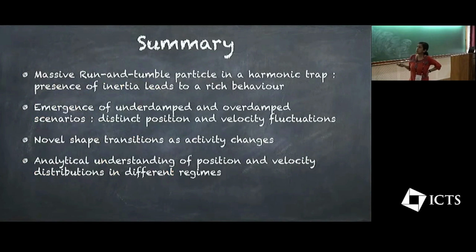So just to conclude, we have looked at this effect of inertia in run-and-tumble particles, and we see that the presence of this finite mass gives rise to the emergence of two different regimes, underdamped and overdamped. In both cases, the presence of mass gives rise to strange shapes in the position and velocity distribution, and we have some analytical understanding. It's a work in progress, so any input is welcome. Thank you all for listening.